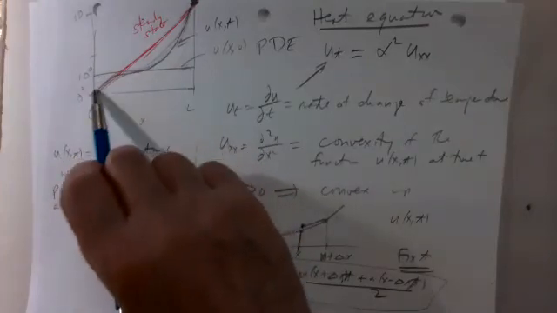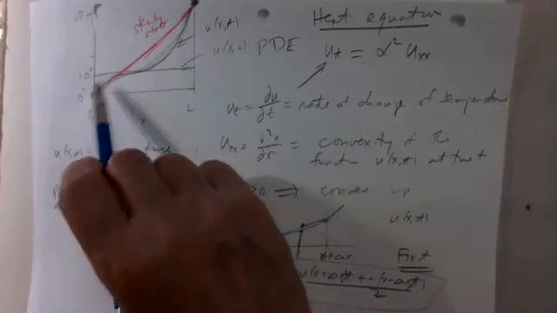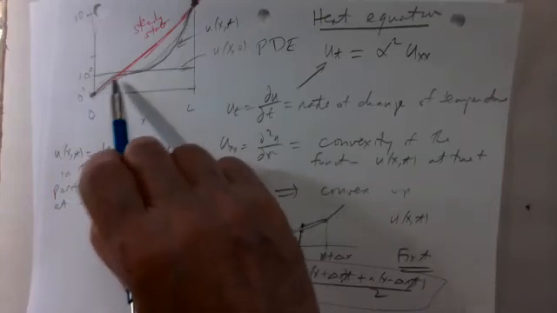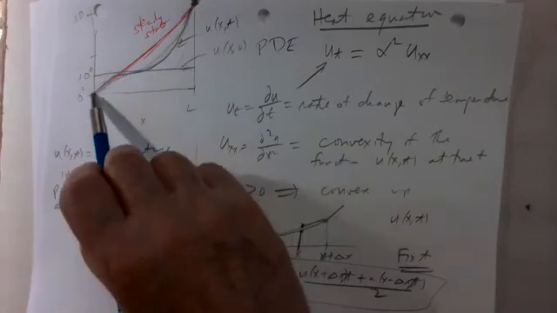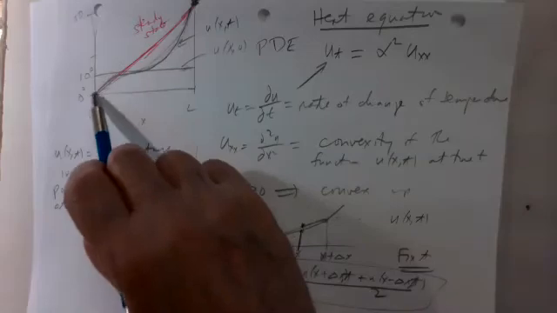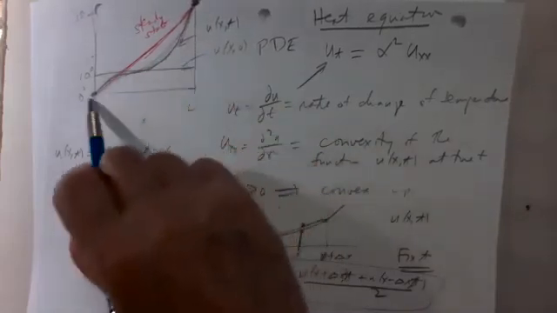So this is not the result of an experiment. This is just a rough picture of what will be happening. That is, at any given time, a little bit after you start, this part of the rod is cooling, this part of the rod is heating, and you'll have a distribution of temperature which looks something like that.